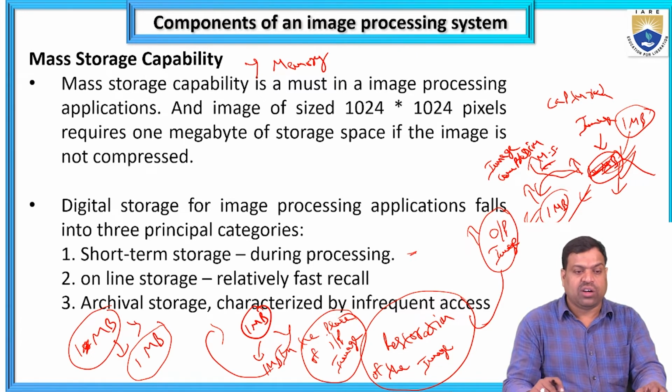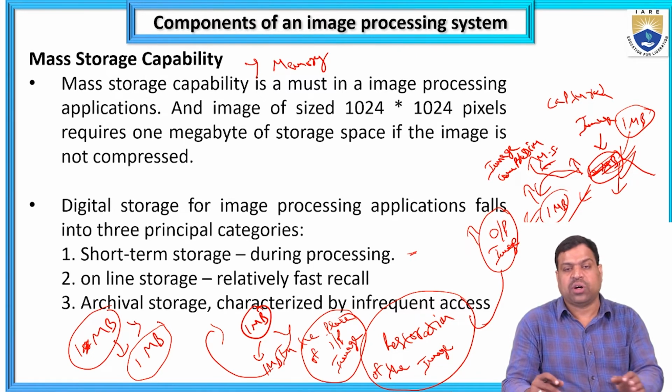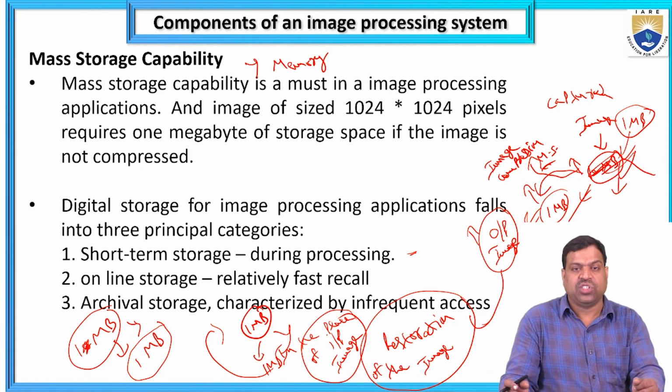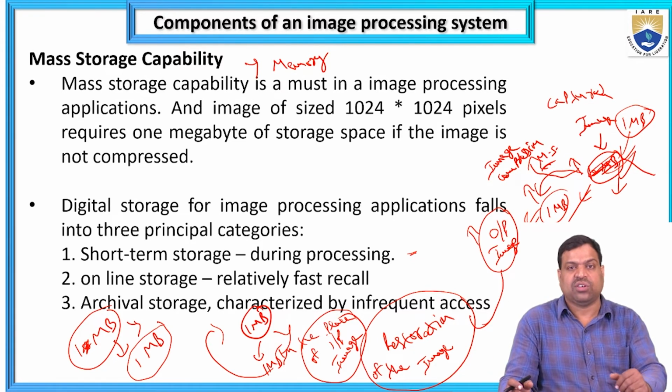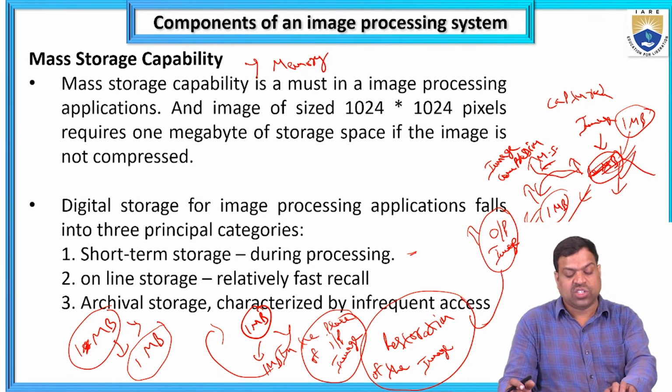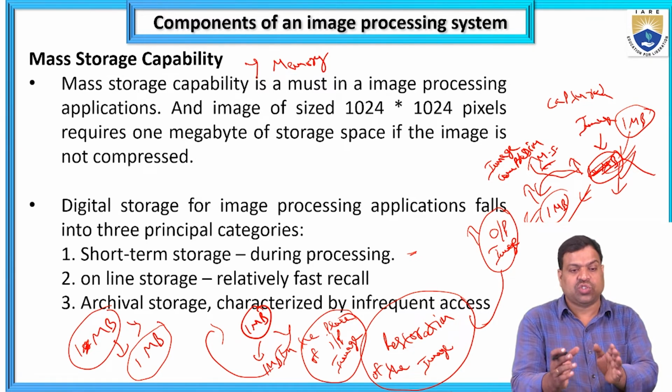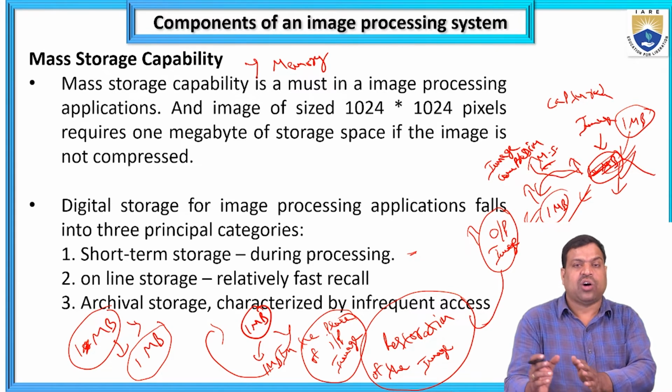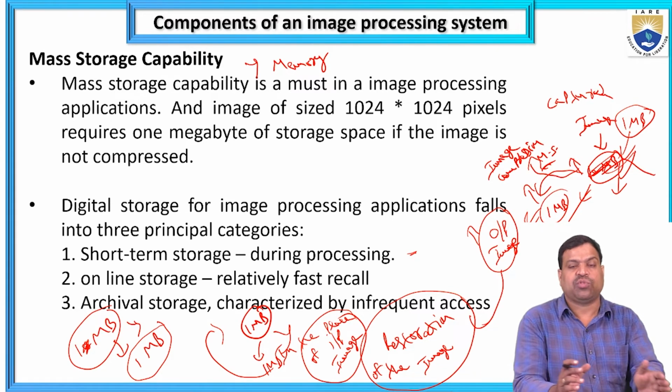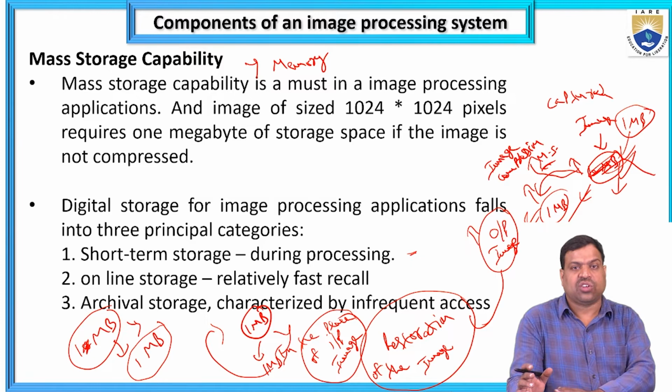Suppose I have a noisy image, and I convert it to a noiseless one. So the noiseless output came. But what is the need of the noisy image? So I remove the noisy image. That is called short-term storage. Short-term storage means the noisy image is used temporarily. After getting the noiseless image, I have no need of the noisy image. That is the short-term storage capability.